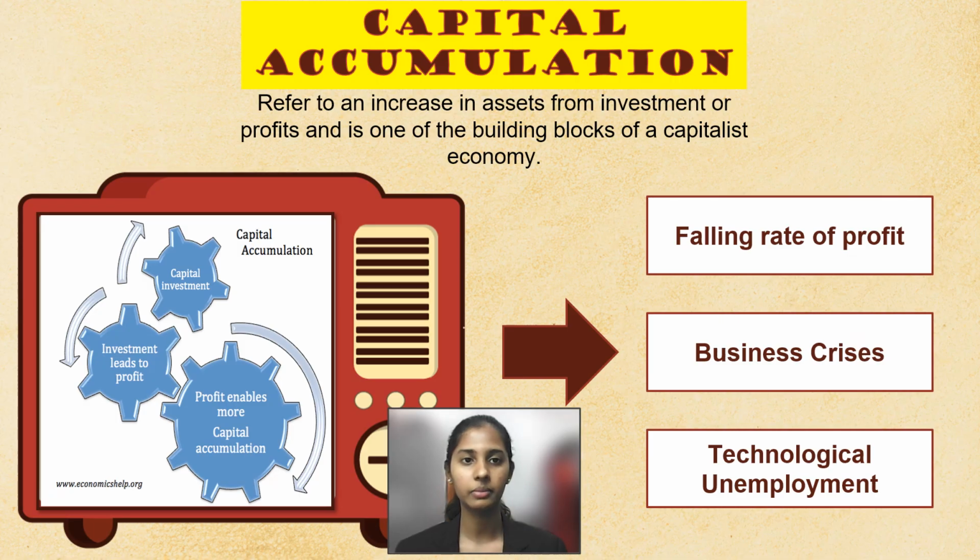Now, we're going to talk about capital accumulation. Capital accumulation happens when an increase in asset from investment or profit is one of the building blocks of the capitalist economy. This leads to falling rate of profit, business crisis, and technological unemployment.